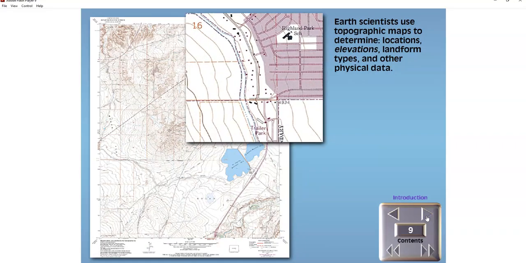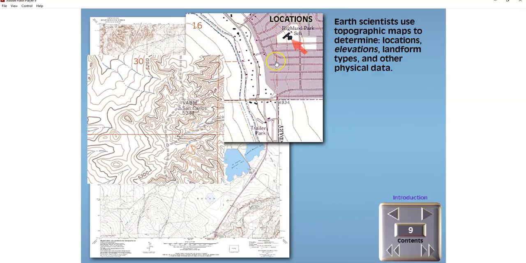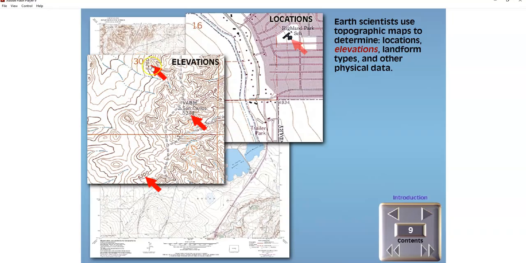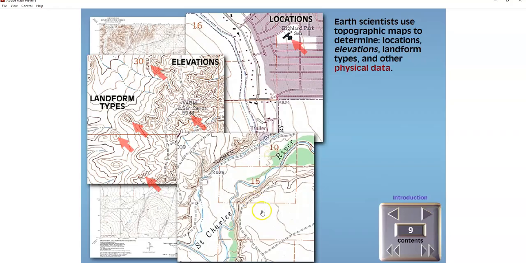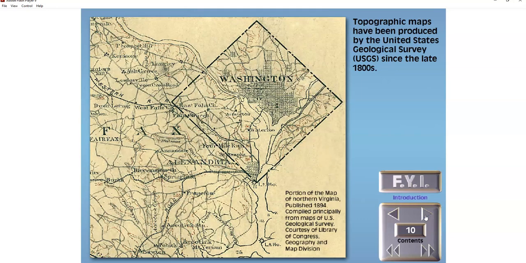Earth scientists use topographic maps to determine locations, elevations, landform types, and other physical data. Topographic maps have been produced by the United States Geological Survey since the late 1800s.